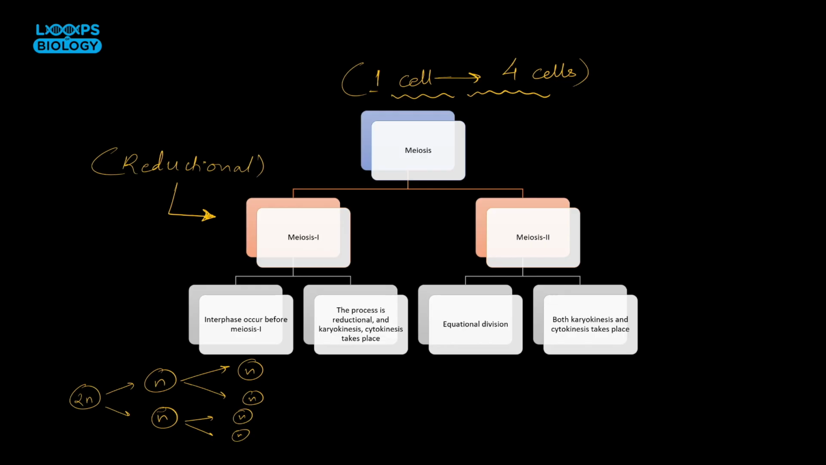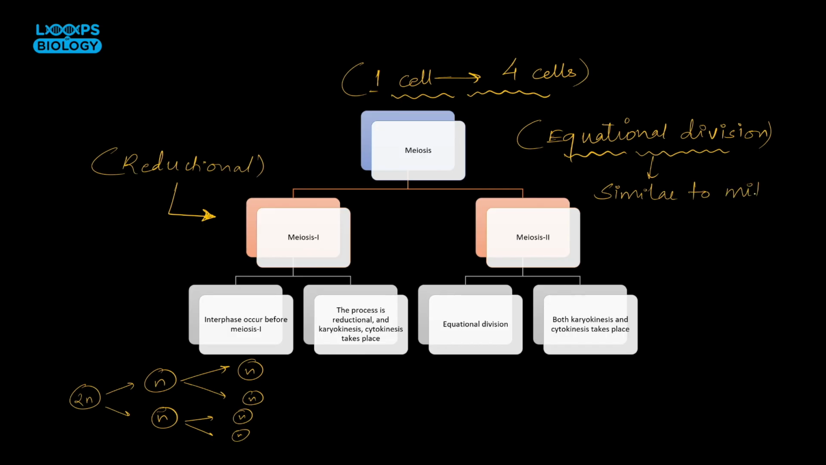Then there is going to be meiosis 2. Meiosis 2 is the equational division. It is similar to mitosis, just recombinants are going to be formed. Alright. This is nothing but the case of meiosis 2.